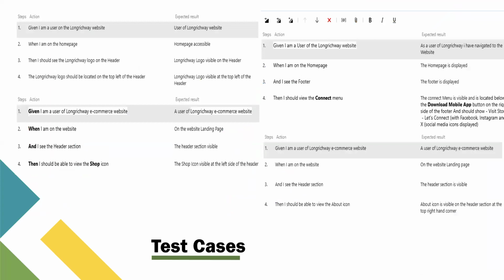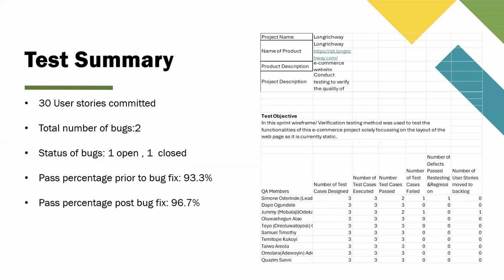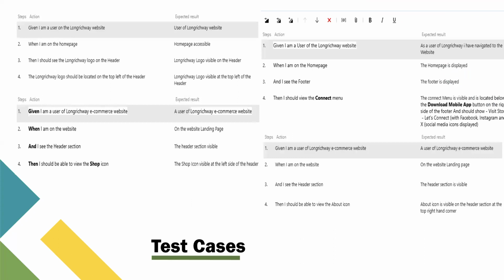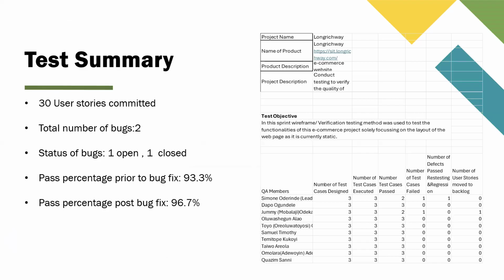Okay, so these are examples of test cases that were written. So we're still focusing more on the SharePoint page than the Longreach Way here. So these are the examples of test cases. Next page. So this is the test summary of all the activities that were done during the sprints. So 30 user stories were committed. We were able to log 2 bugs. One was fixed and the other one was opened. So here's the percentage of tests passed prior to bug fix.